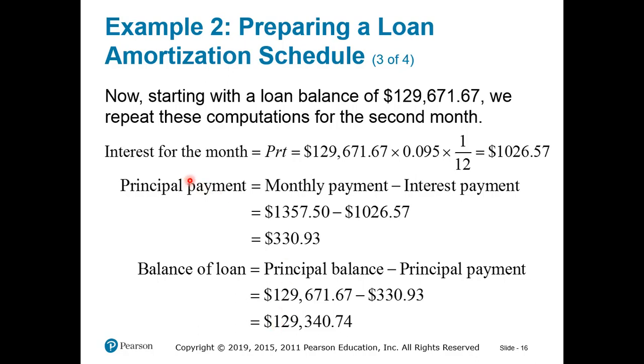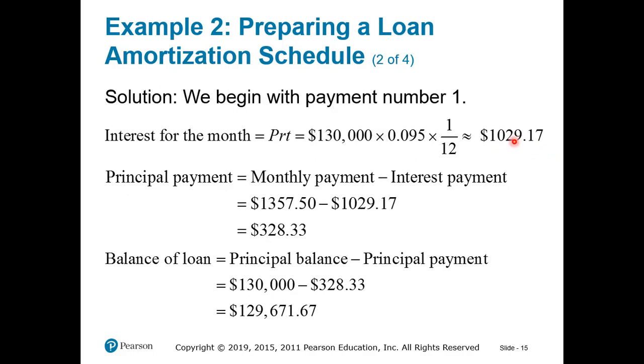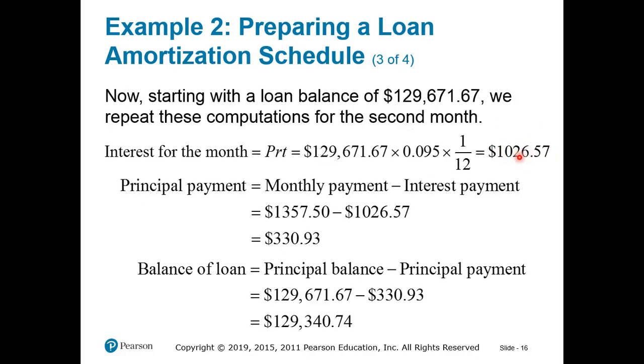And so now for the second month, you take your new balance times the interest rate times 1/12, and now here's your new interest payment. Notice that it went down a little bit, $129.17 down to $126.57. Not a whole lot, right? So now you subtract again, and now here's your new principal amount.